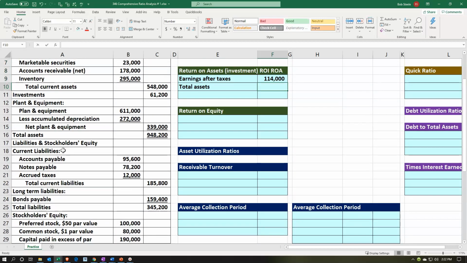Then we're going to be picking up the assets, which are going to be on the balance sheet. So here's the total assets on the balance sheet as of a point in time. And that's going to give us our profit margin percent. That's going to give us our return on assets. Return on assets then is going to be equal to the earnings after taxes, or net income, divided by the total assets.